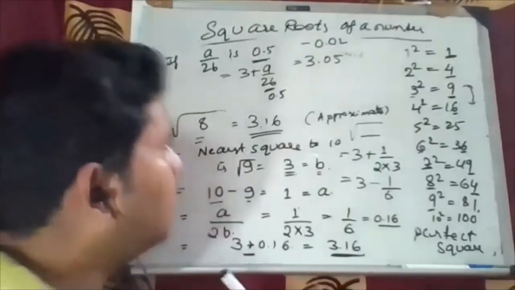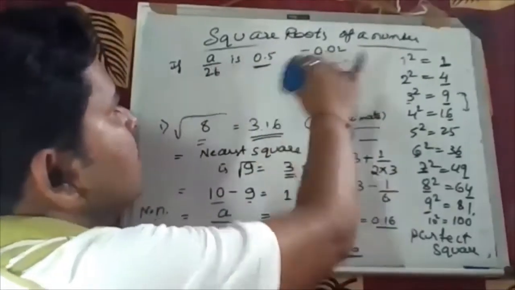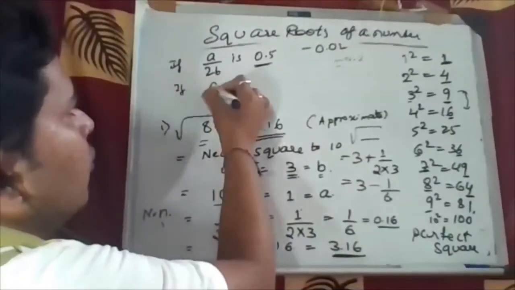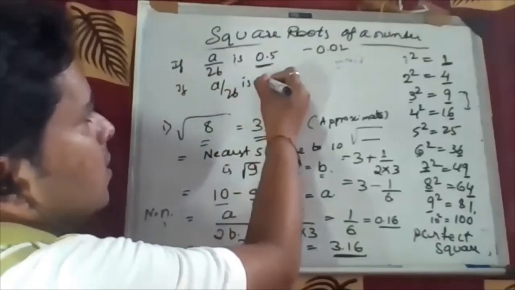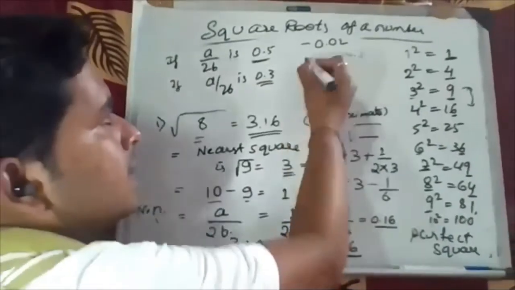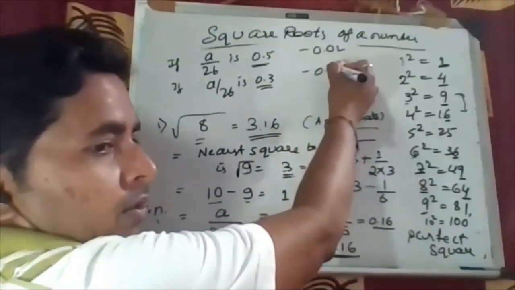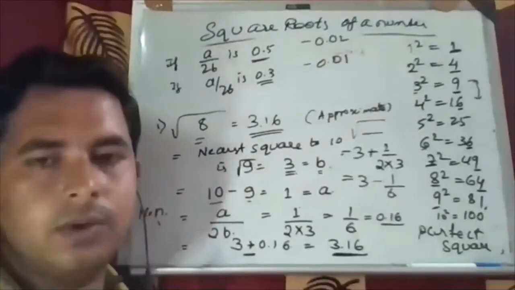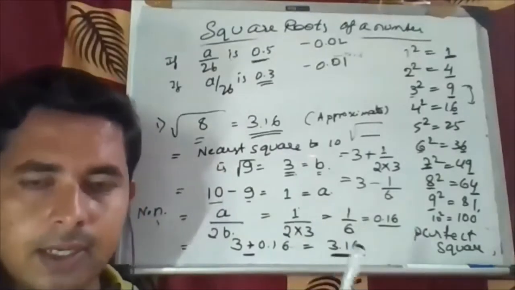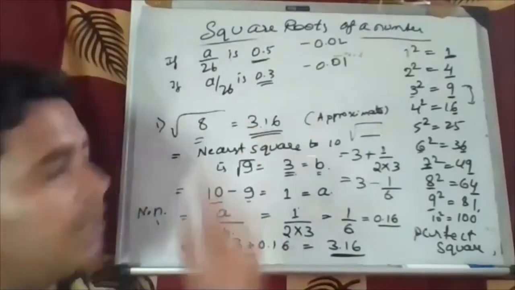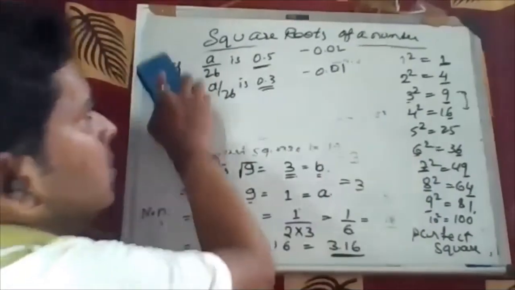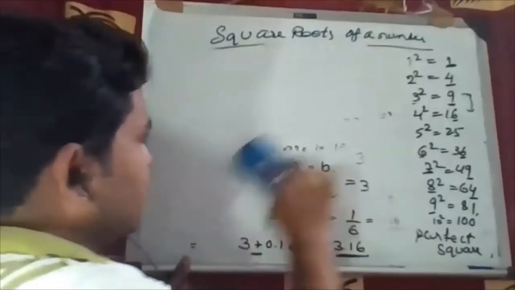So I'll take one example. Just remember the condition. And similarly, if your A by 2B is 0.3, then subtract 0.01 in that. Okay, subtract 0.01 from whatever result you have got. So these are the conditions. I'll take one more example, you'll get clear.